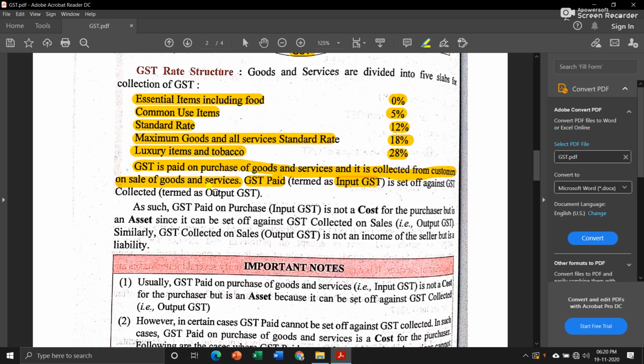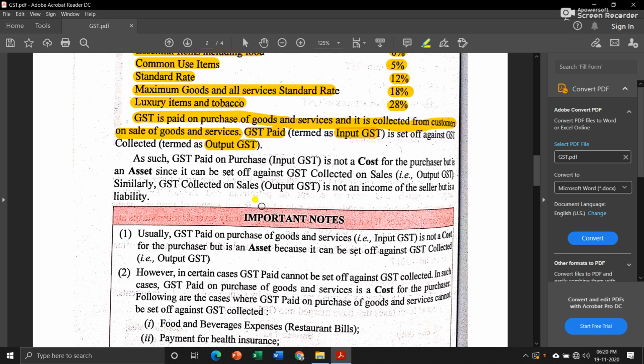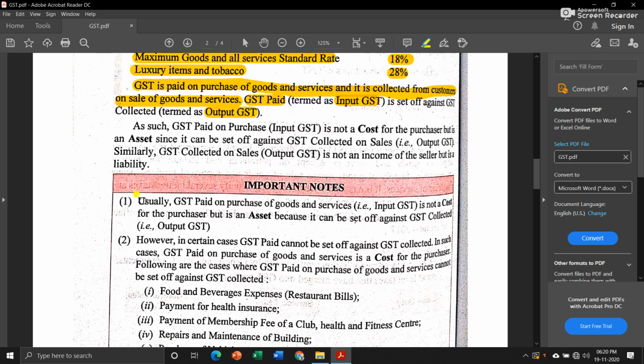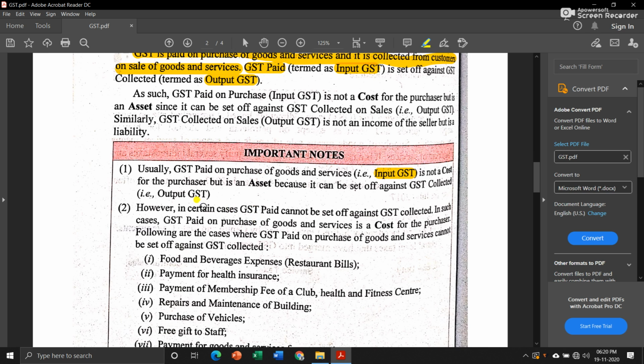So at that time you can easily remember that the GST that you have received from your customer is nothing but your output GST. Then some important notes. Usually GST paid on purchase of goods and services, that is input GST, is not a cost for the purchaser, but it is an asset. It is not considered as a cost, but it is an asset. However, in certain cases GST paid cannot be set off.